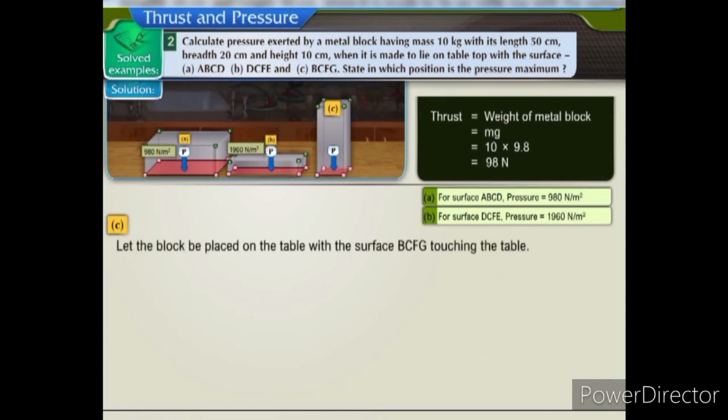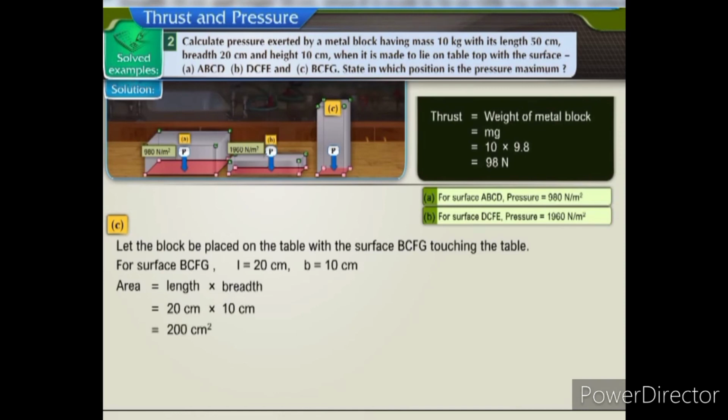C. Now let the block be placed on the table with the surface BCFG touching the table. For surface BCFG, length is equal to 20 centimeters, breadth is equal to 10 centimeters. Area is equal to length multiplied by breadth, equal to 20 centimeters multiplied by 10 centimeters, which is equal to 200 centimeter square, which is equal to 0.02 meter square.